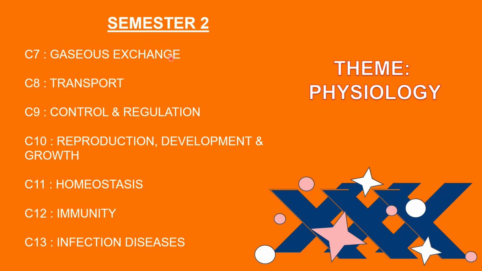In this semester, altogether we have to learn 7 chapters. 7 chapters is very long compared to Semester 1. Semester 1 only has 6 chapters, right? But Semester 2 we have 7 chapters. Chapter 1 is about gases exchange, chapter 2 transport, chapter 3 control and regulation, chapter 4 reproduction, development and growth, chapter 5 is homeostasis, chapter 6 immunity, and chapter 7 infection disease. So altogether we have 7 chapters.